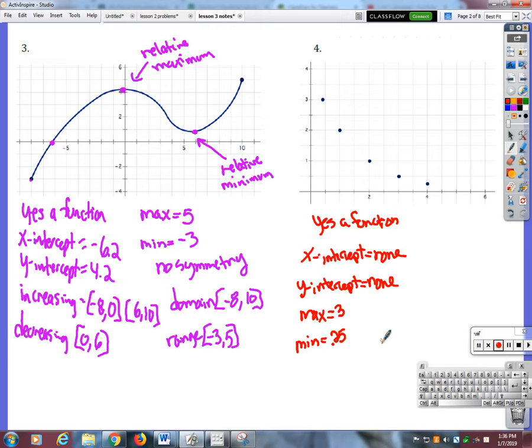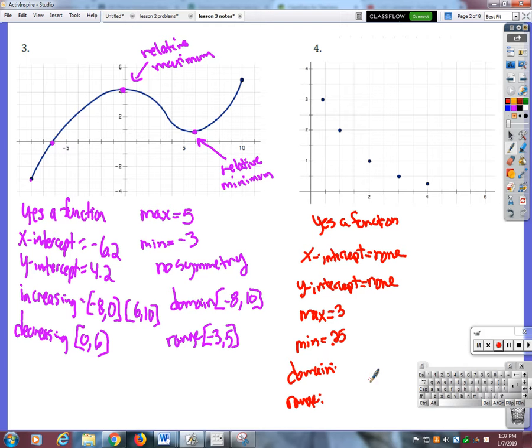Okay, then there's no symmetry. So now to do the domain and range, since they're not connected, we have to actually list the x's and list the y's. So what's the x coordinate of this point?